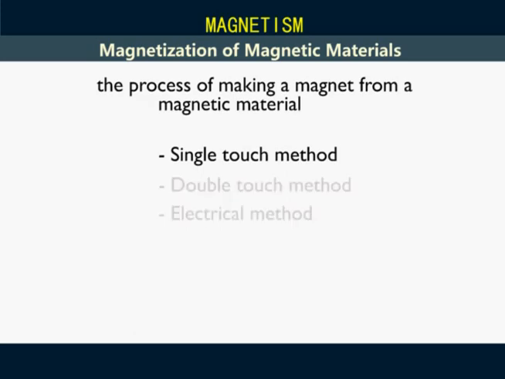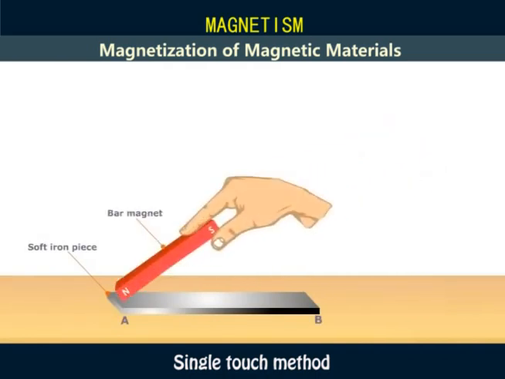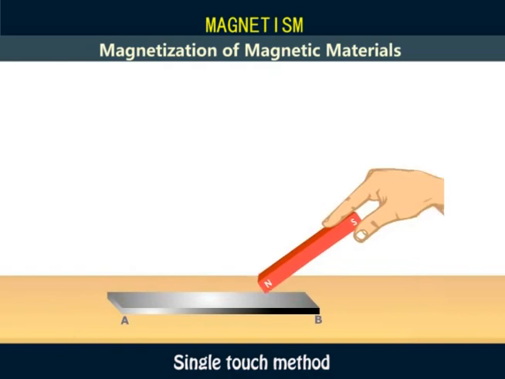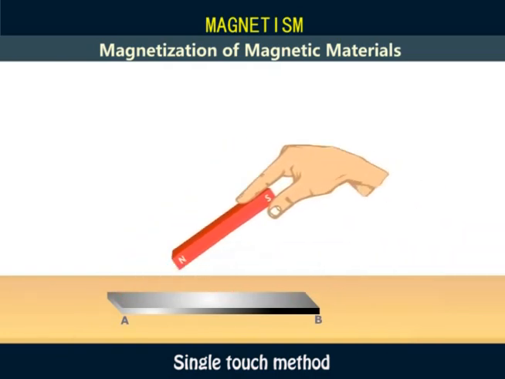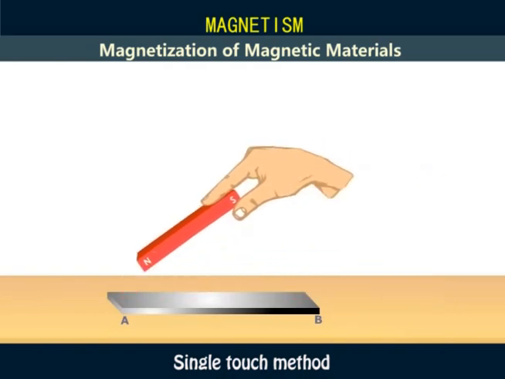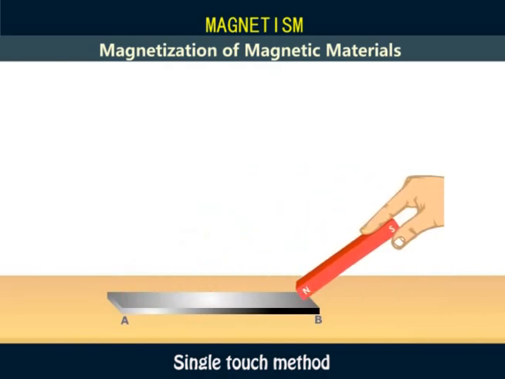First, single touch method. Place a soft iron piece AB to be magnetized over a table. Take a bar magnet and place one of its poles on the soft iron piece as shown here. Stroke the iron piece with the bar magnet. When the magnet reaches B, lift it and place it back at position A and repeat the process several times. The upper side of the soft iron gets magnetized.